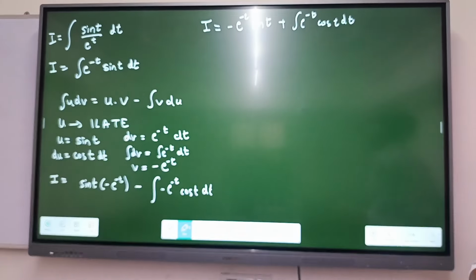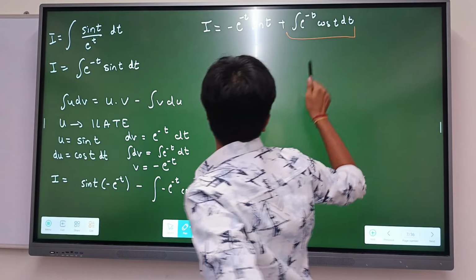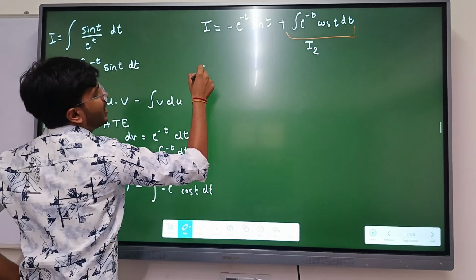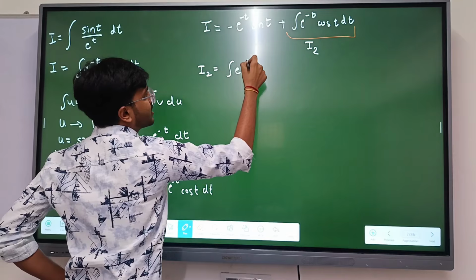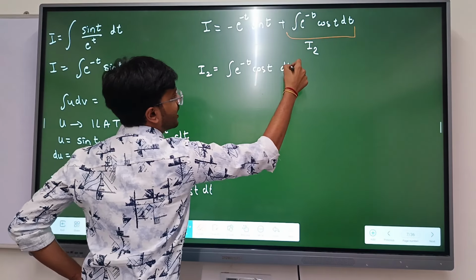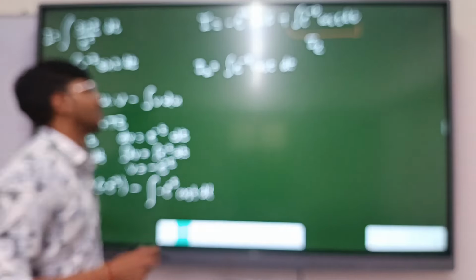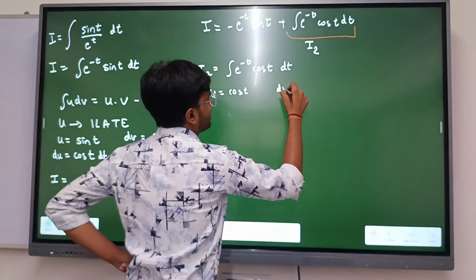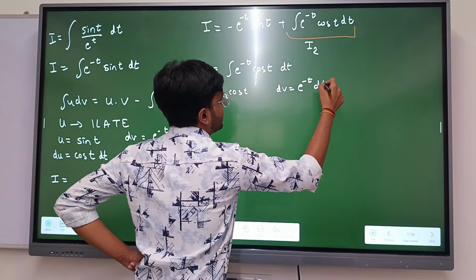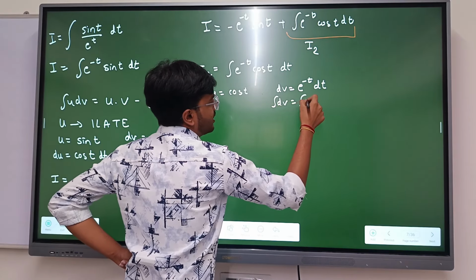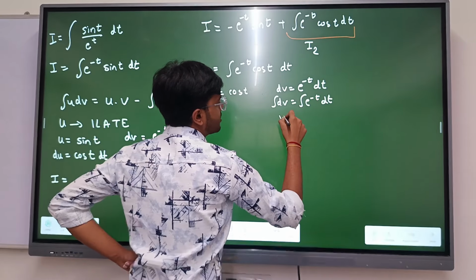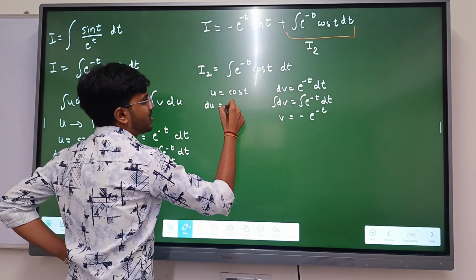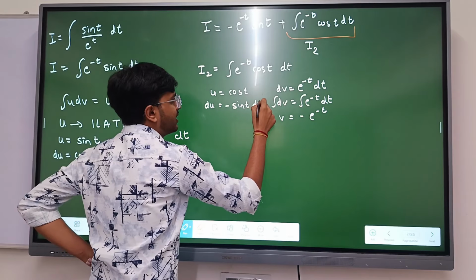Now we have e^(-t) cos t. I'll try to find the value of this. Let's say this is I2. So I2 is the integration of e^(-t) cos t dt. Again I'll use integration by parts for this. For integration by parts, again u would be the trigonometric function cos t and dv would be e^(-t) dt. So v would be minus e^(-t) and du, differentiation of cos t, is minus sin t dt.